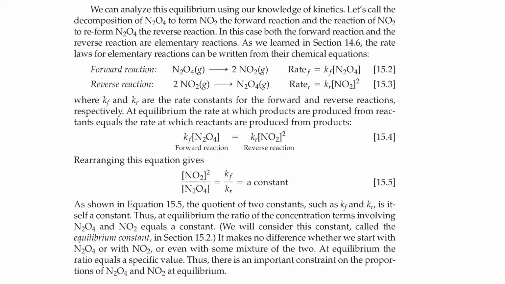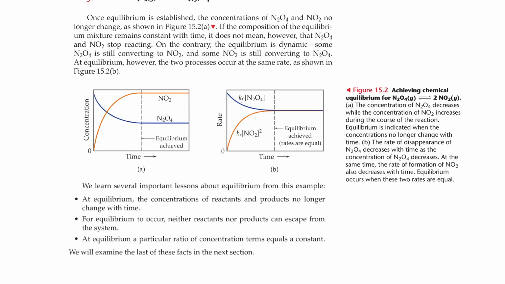It makes no difference whether we start with N2O4 or with NO2, or even some mixture of the two. At equilibrium, the ratio equals the specific value. Thus, there's an important constraint on the proper proportions of N2O4 and NO2 at equilibrium. Once equilibrium is established, the concentrations of dinitrogen tetroxide and nitrogen dioxide no longer change, as shown in figure 15.2a.